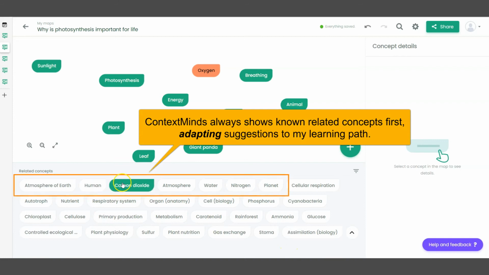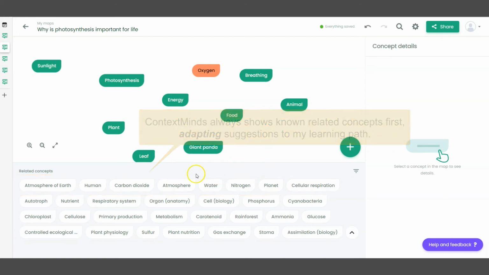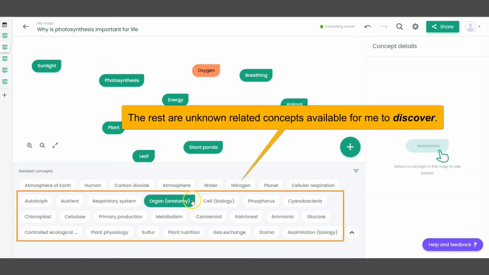ContextMinds always shows known related concepts first, adapting suggestions to my learning path. The rest are unknown related concepts available for me to discover.